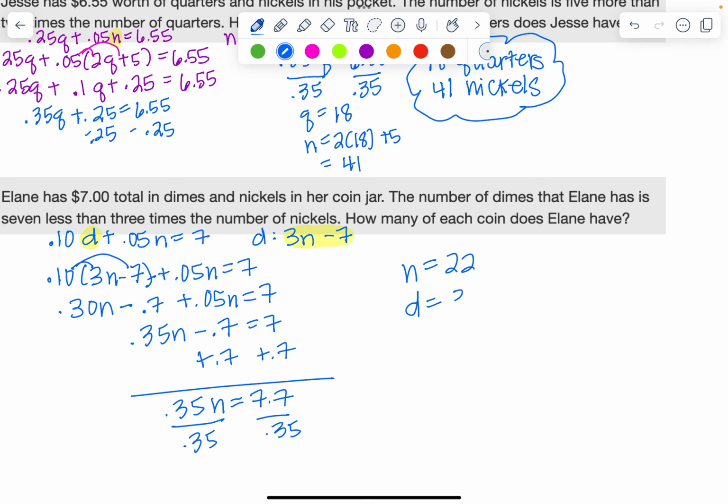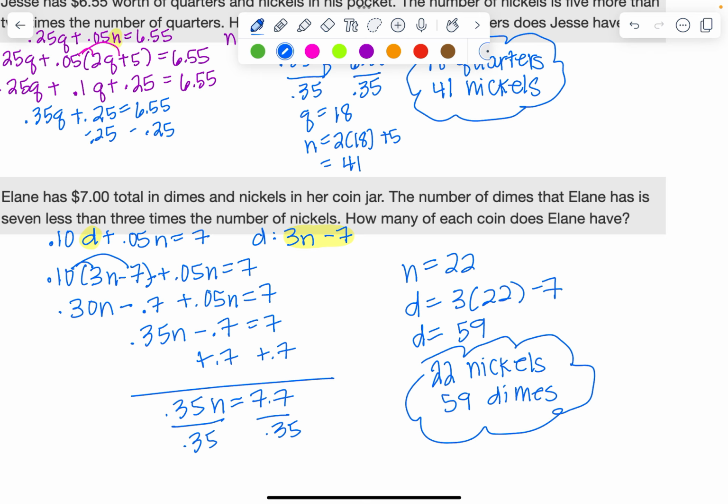The number of dimes then is 3 times the number of nickels, minus 7. So the number of dimes is 59. My final answer then, 22 nickels and 59 dimes. All right, that's it for the coin problems.